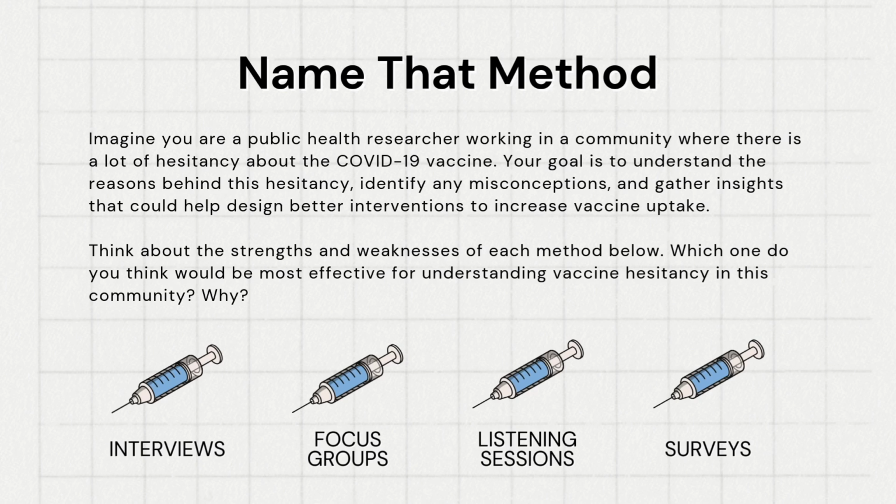Interviews can provide detailed, personal insights. Focus groups can explore the social influences for vaccine hesitancy. Listening sessions can build a foundation of trust and identify those key issues that arise for participants. And open-ended survey questions can capture a wide range of perspectives. These are all different methods that can be combined or used independently to answer your research question on vaccine hesitancy.